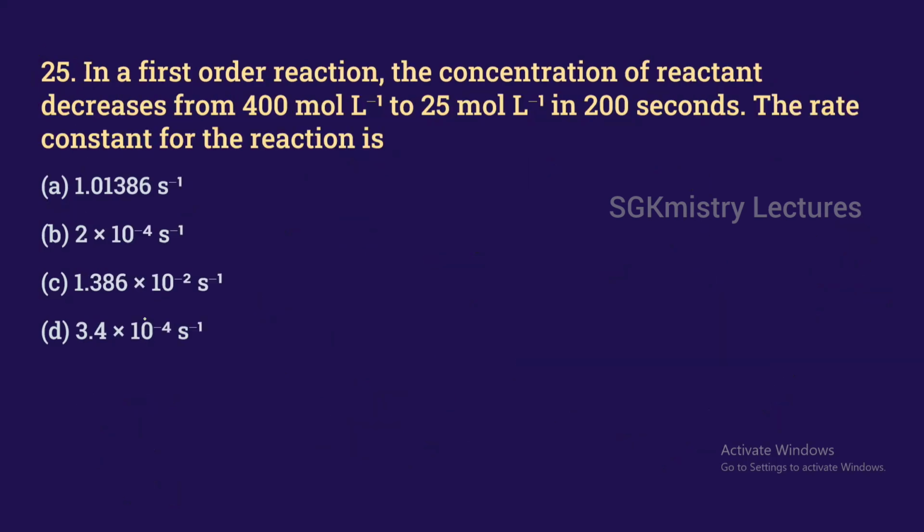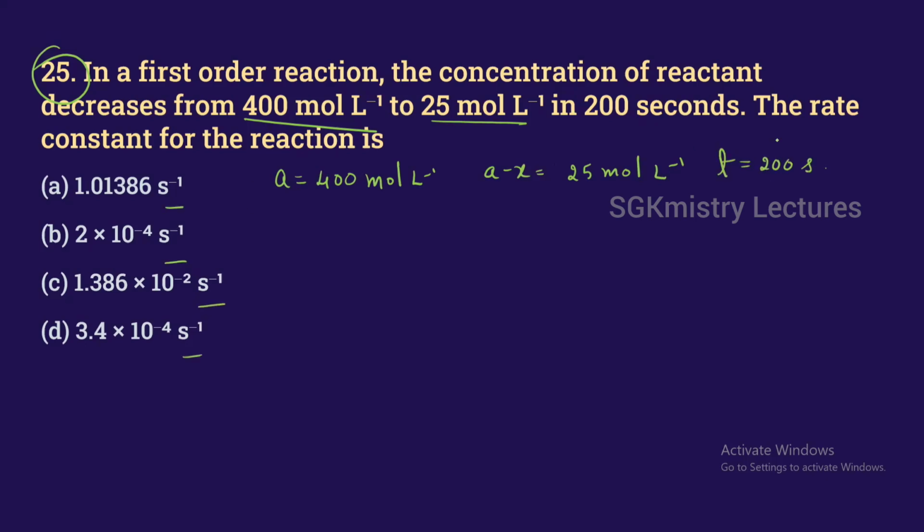Next, question number 25. In a first order reaction, the concentration of the reactant decreases from 400 mole per liter to 25 mole per liter in 200 seconds. Very simple. Here 400 mole per liter is A and 25 mole per liter is A minus X. Time is given, 200 seconds. Even in the options it is second inverse, so no need to make any changes with respect to the time. So rate constant K is asked.